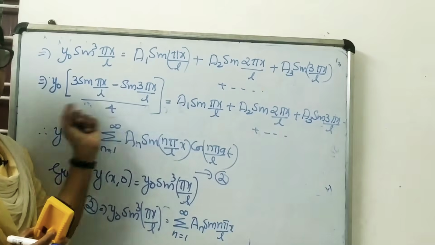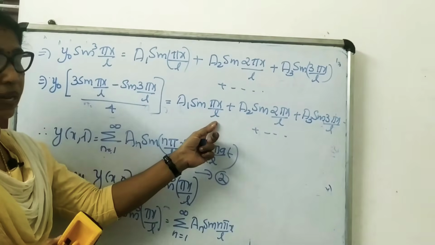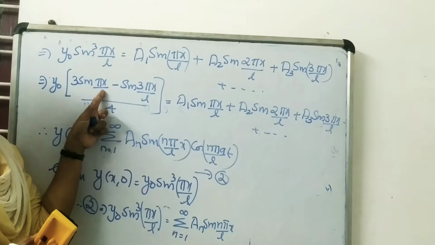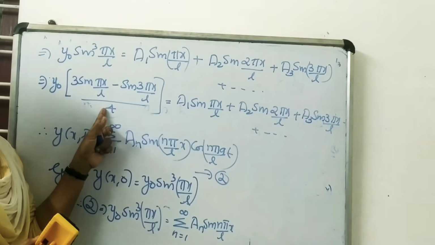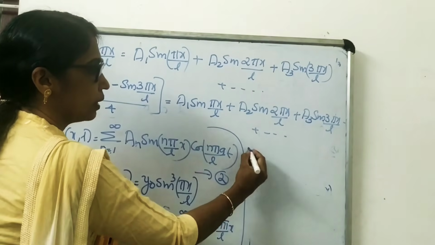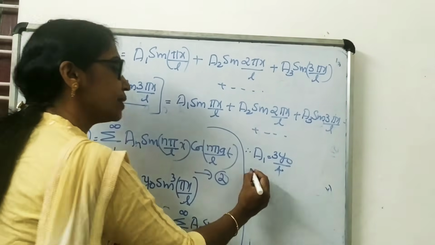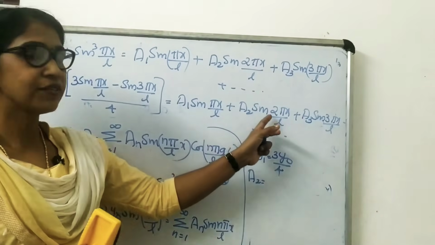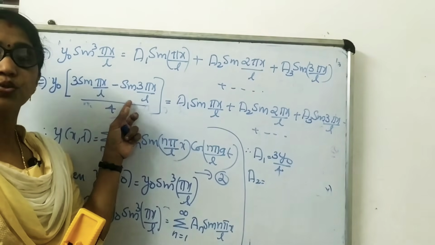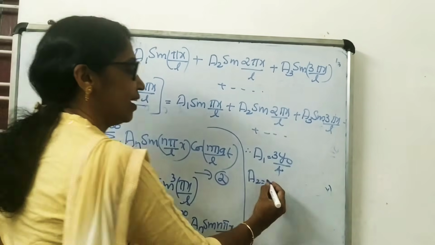Now look at this, we can compare the coefficients. Here a1 is the coefficient of sin(pi x / L). The coefficient of sin(pi x / L) on the left is 3y0 by 4. So a1 equal to 3y0 by 4. What is a2? a2 is the coefficient of sin(2 pi x / L). Here there is no term in sin(2 pi x / L), therefore a2 is 0.